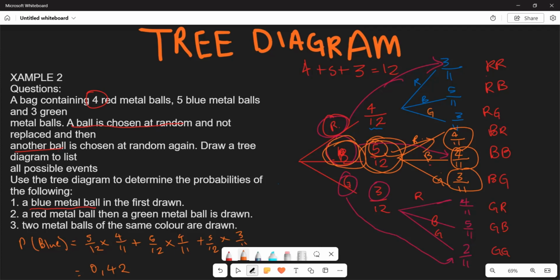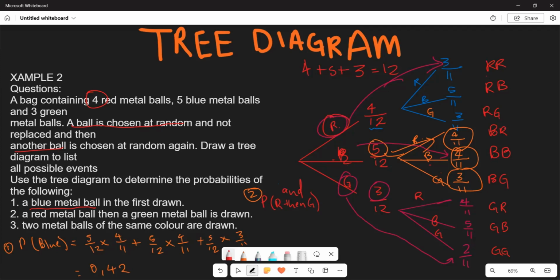Now for number 2, remember this was number 1. For your number 2, what is it that you are required to find? They say, secondly, a red metal ball, then a green metal ball, right? So firstly they want us to have the red, then after the green. Let me try and make this look very nice. Firstly, they want the probability of red, then green, right? Red, then green altogether. So basically, this is the same as red and green.